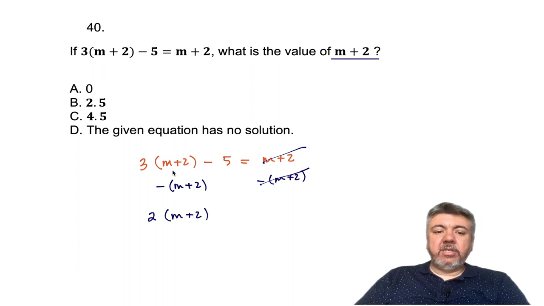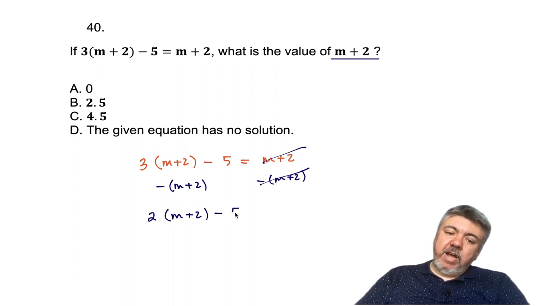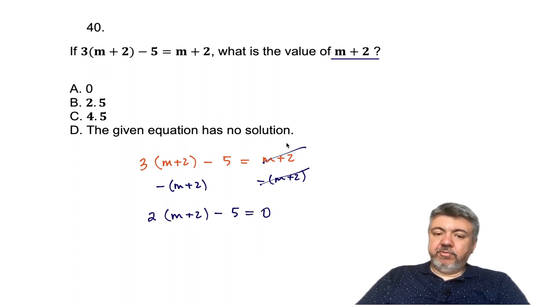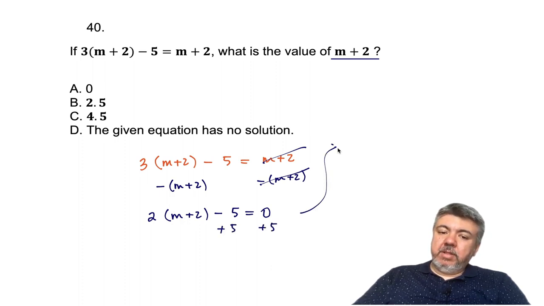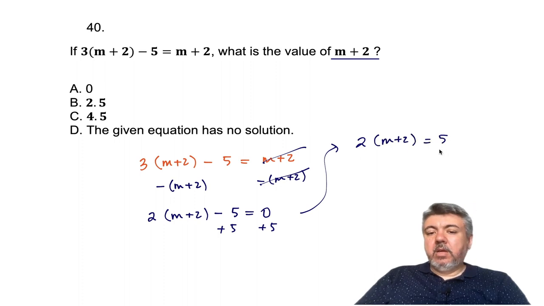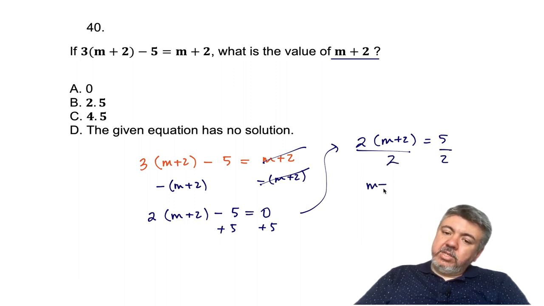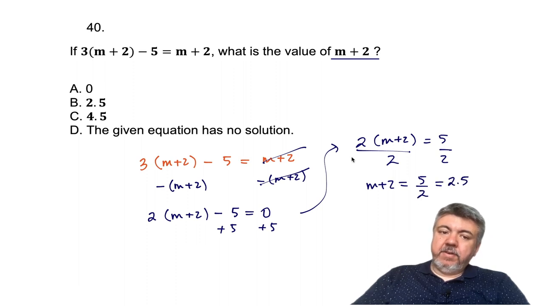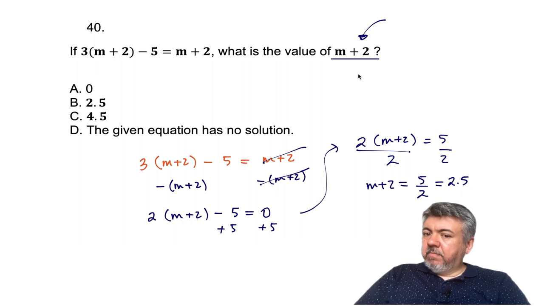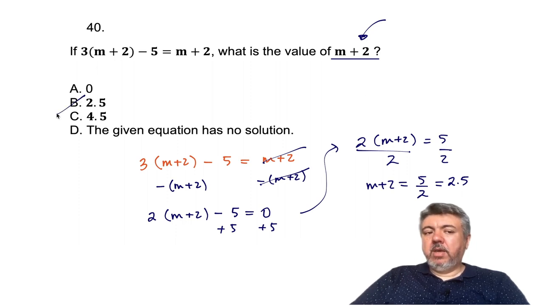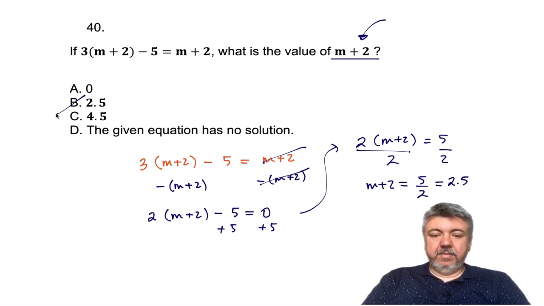There were 3 m plus 2's. Now we have one less. 2 times (m plus 2) minus 5 equals 0 on the right. Add 5 to both sides. So it's going to be 2 times (m plus 2) equals 5. Divide by 2 on both sides. m plus 2 equals 5 over 2, which is 2.5. They are asking me not m, they are asking me m plus 2. It's going to be choice B. Yeah, nice question.